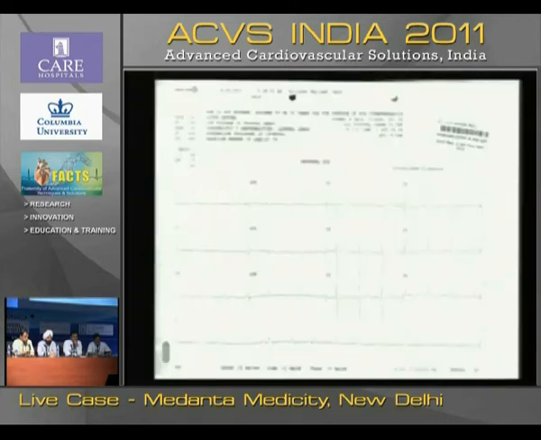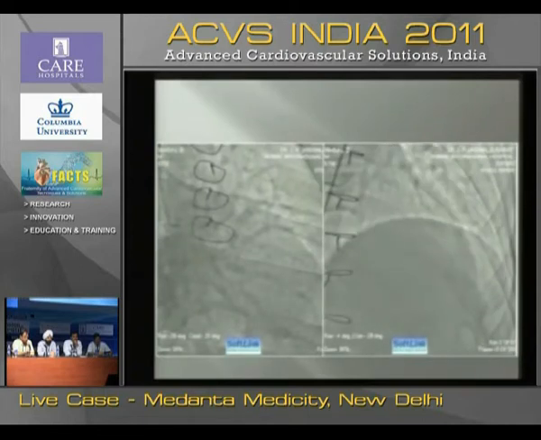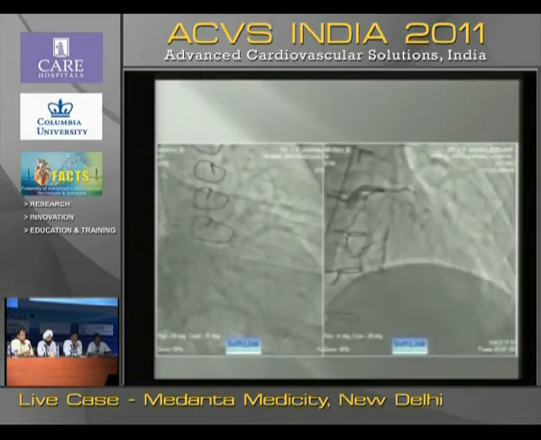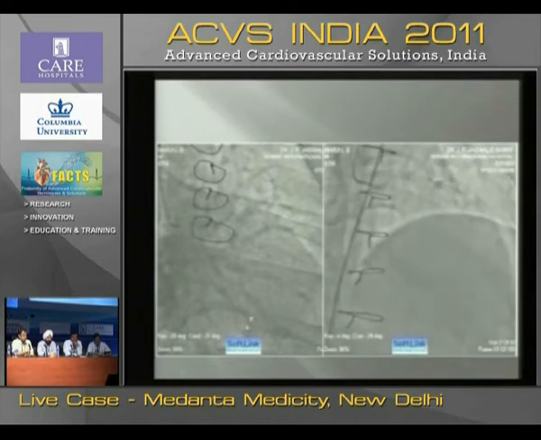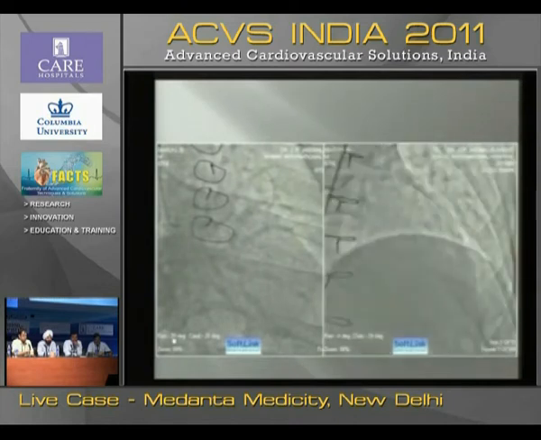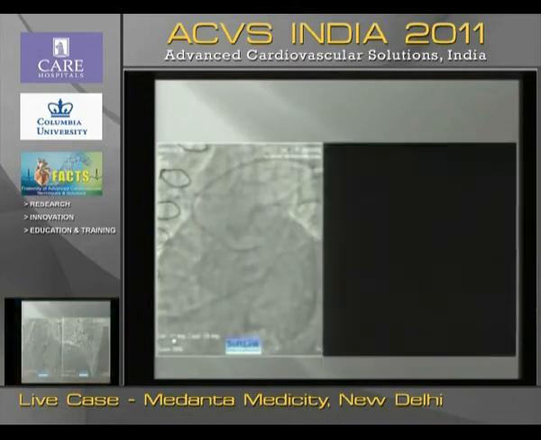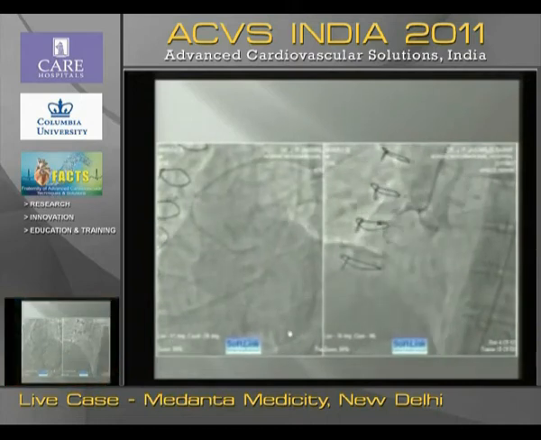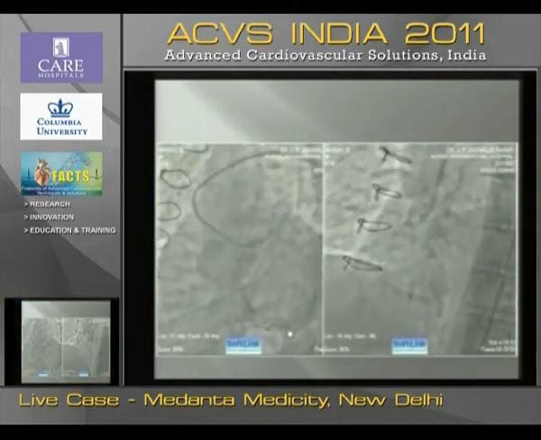You'll see the angio now. The LAD is 100% occluded. Next slide. The right artery is also 100%. And the circumflex is also 100%. Next, please.